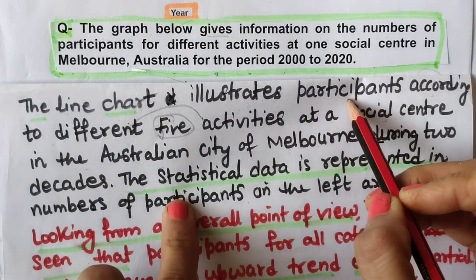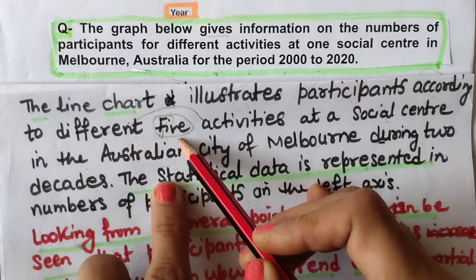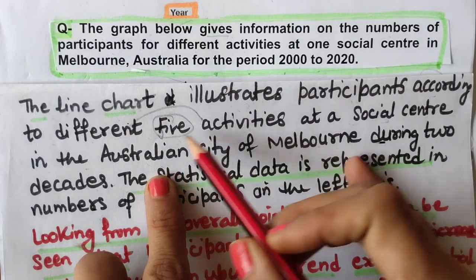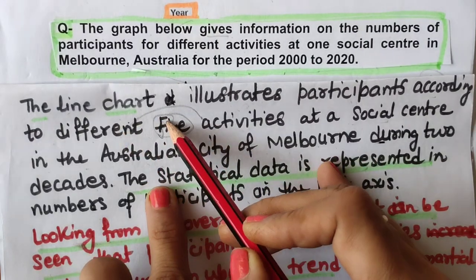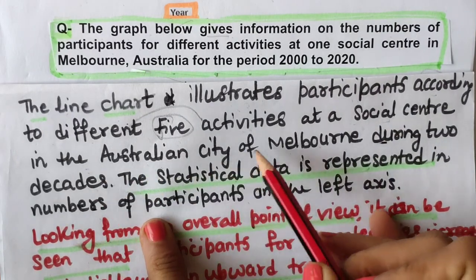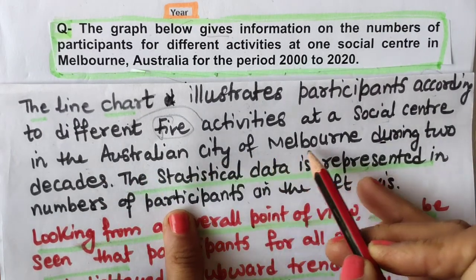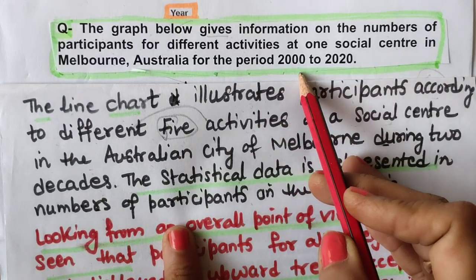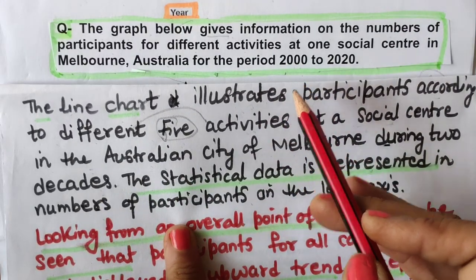Illustrates participants according to 5 different categories, or 5 different activities, at a social center in the Australian city of Melbourne during 2 decades. Why have we written 2 decades? Because 20 years are there. 1 decade is for 10 years.